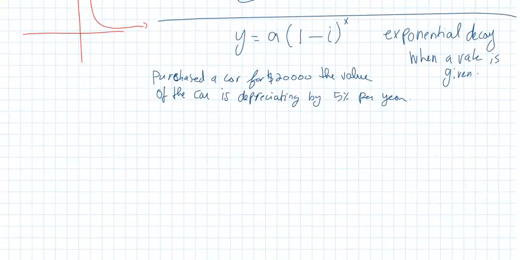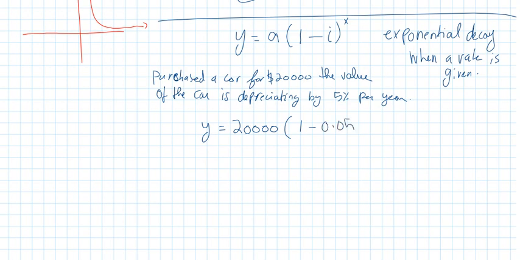So y equals 20,000 times 1 minus 0.05, and then to the power of x, the number of years. It could be after 5 years you want to know how much your car would be worth, or it could be after 10 years. It's x. Are you guys okay with that?